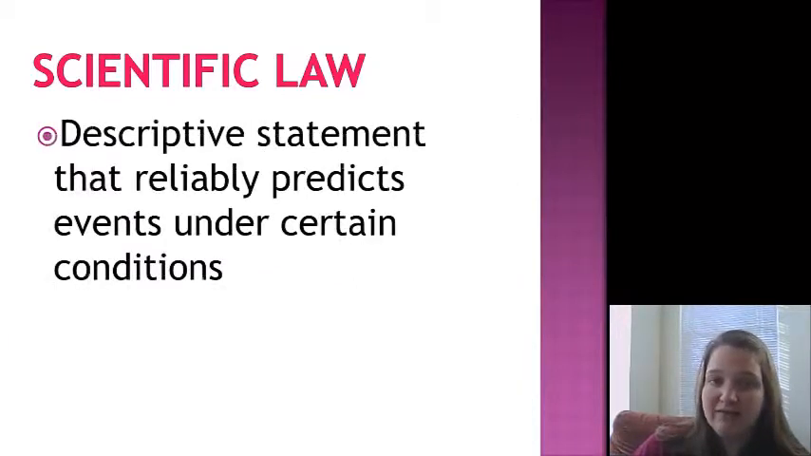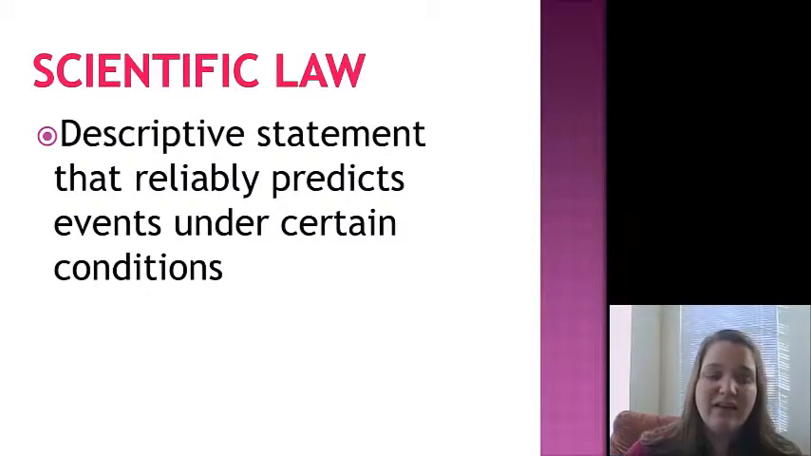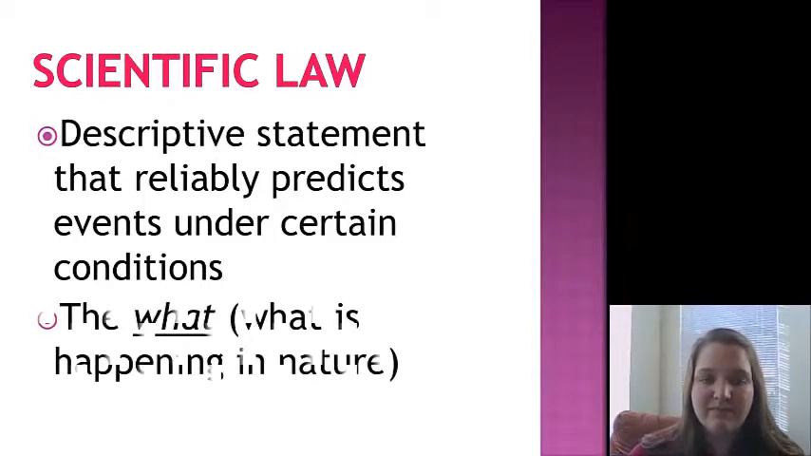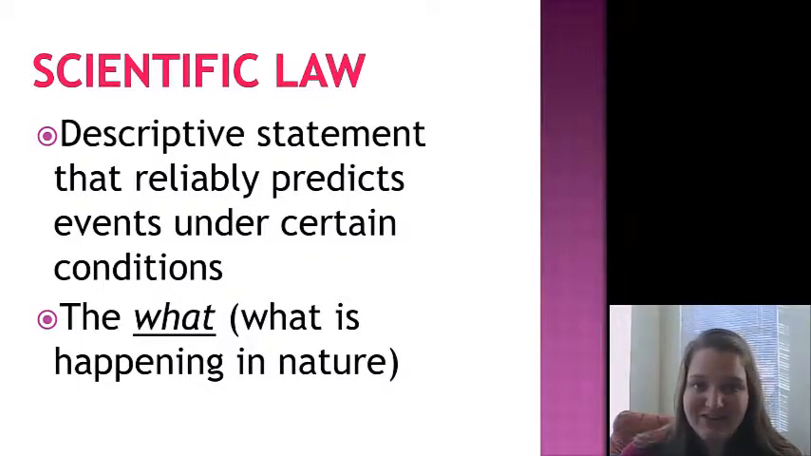Scientific law. A scientific law is a descriptive statement that reliably predicts events under certain conditions. So basically, it is the what. The what is the what that is happening in nature. So let's look at this definition for just a moment. It's a descriptive statement that reliably predicts events, which means it's reliable. We follow the law. It can't be broken. Under certain conditions, of course.